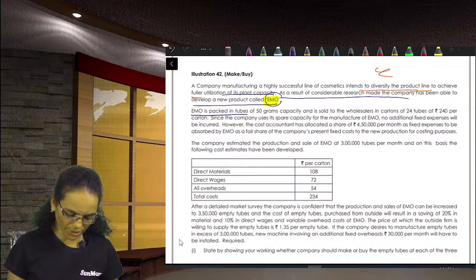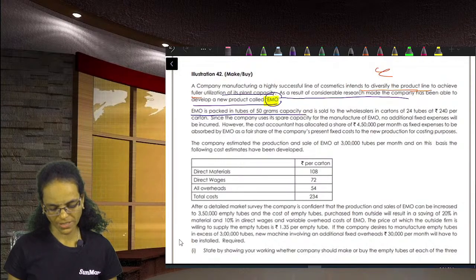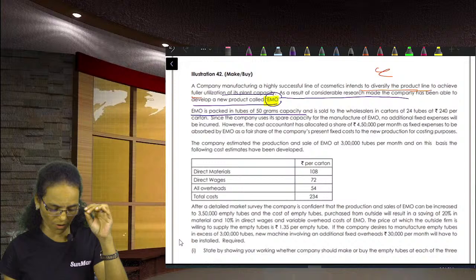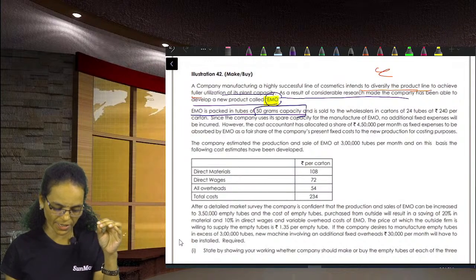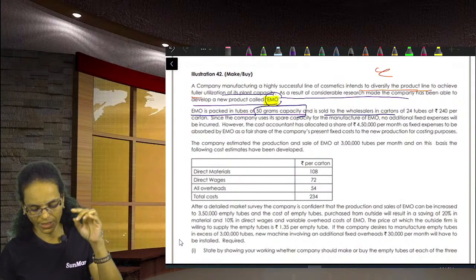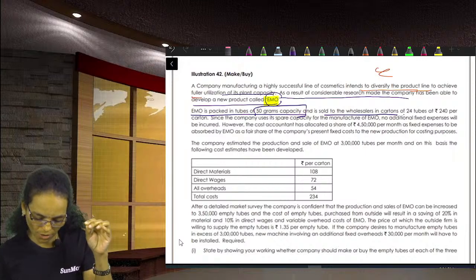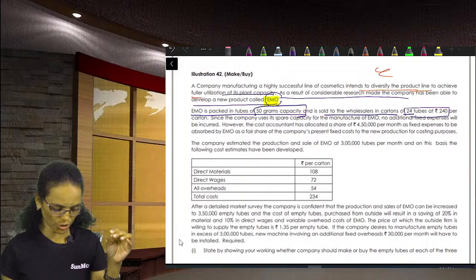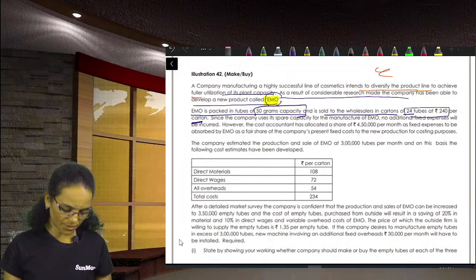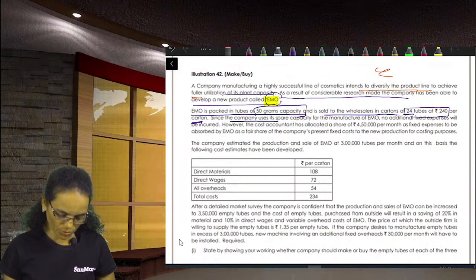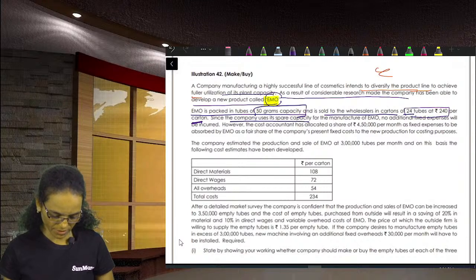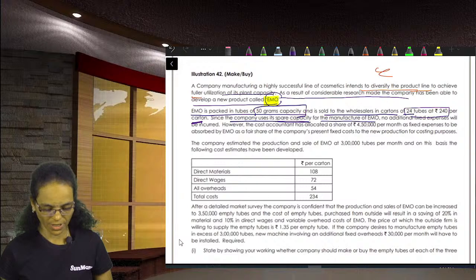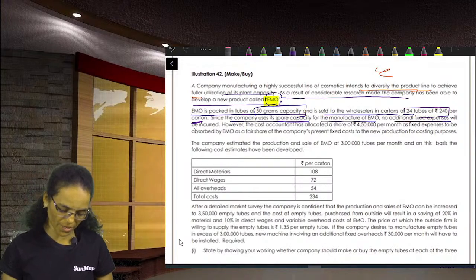EMO is packed in tubes of 50 grams capacity and is sold to the wholesaler in cartons of 24 tubes at 240 rupees per carton. Since the company uses its spare capacity for the manufacture of EMO, no additional fixed cost or fixed expenses will be incurred.